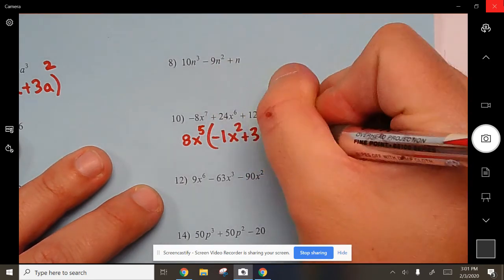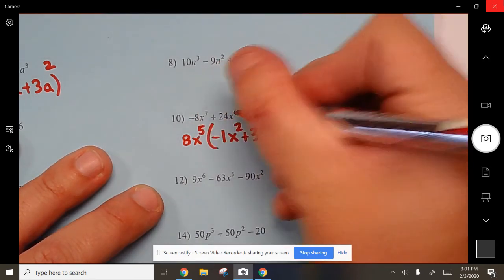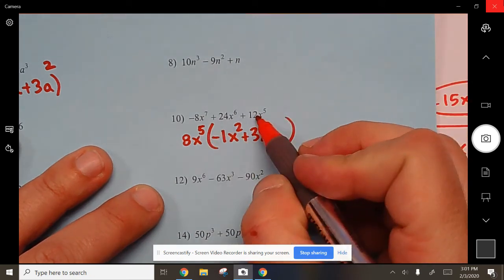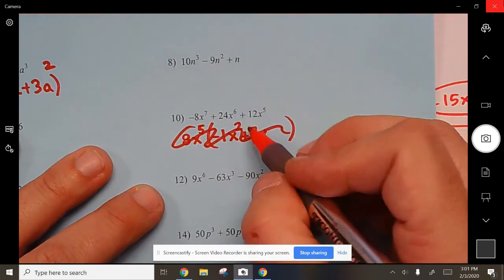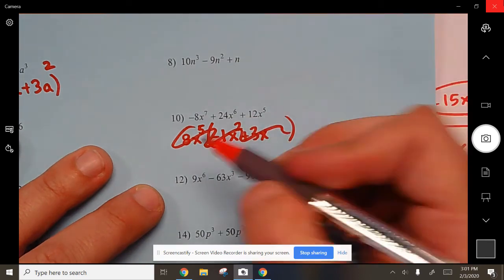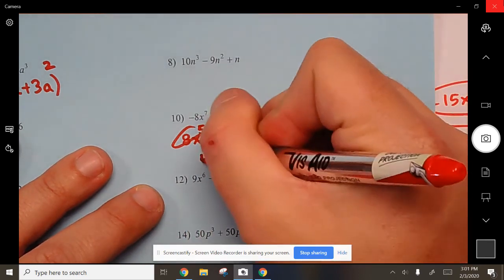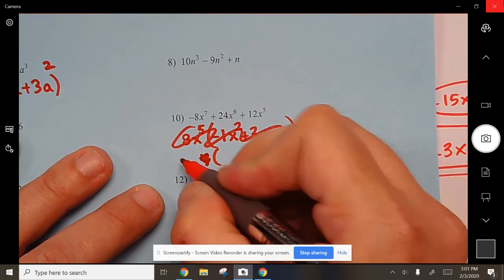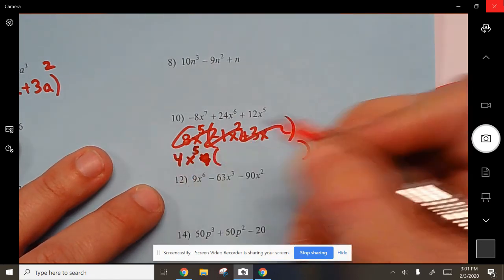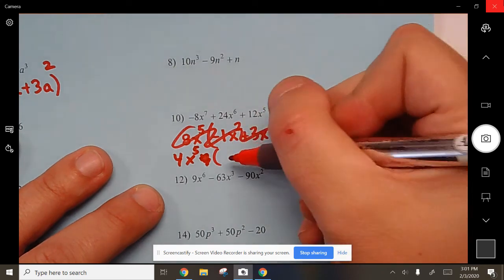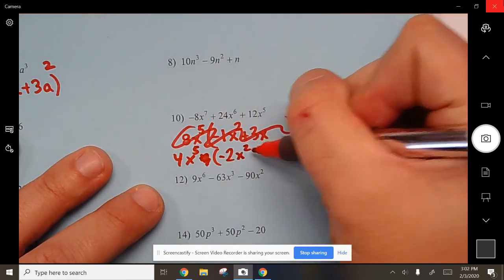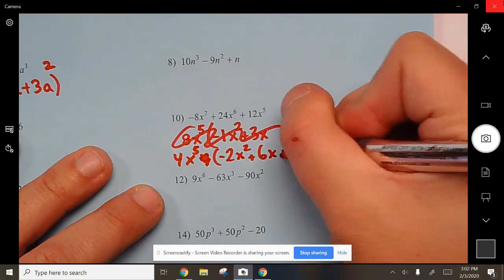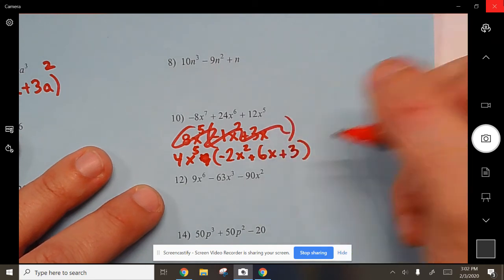Plus what? 3x, because you're taking 5 from the 6. And then plus, ooh, why did I say 8? That shouldn't be 8. I thought that was 16. That shouldn't be 8 at all. This should end up being 4, right? So let's do 4 instead. Remix. Here we go. 4, what? 4x to the 5th. The x was correct, but the 8 was not. So this would be negative 2x squared plus 6x plus 3.